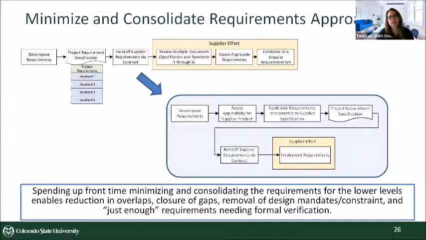But even if you were doing a document-centric approach, don't just take a whole bunch of documents and throw them over the wall to your supplier and expect them to do exactly what you're envisioning. Take some time, go through and consolidate the requirements, figure out what's applicable for them, get rid of gaps, get rid of overlaps, make sure they're all traceable to your needs, and then give your supplier or your development team the condensed set of requirements. So that's the idea here.